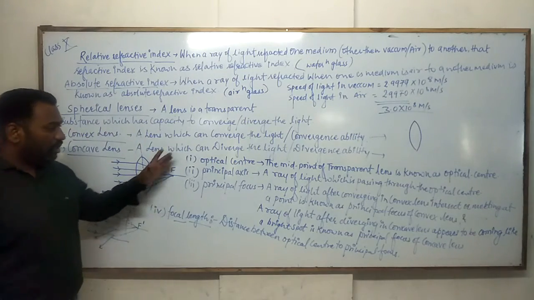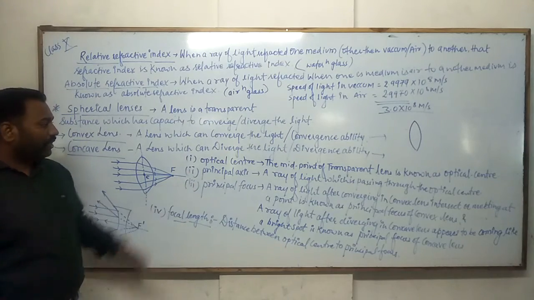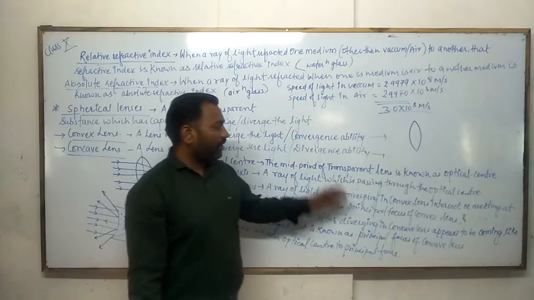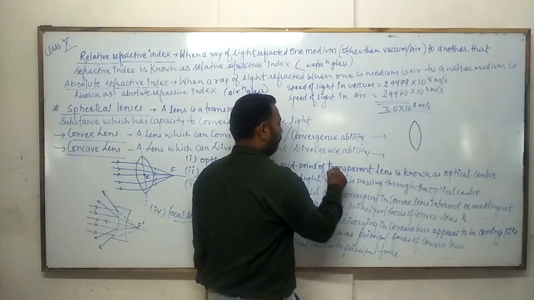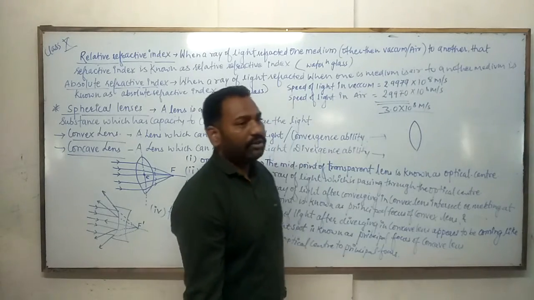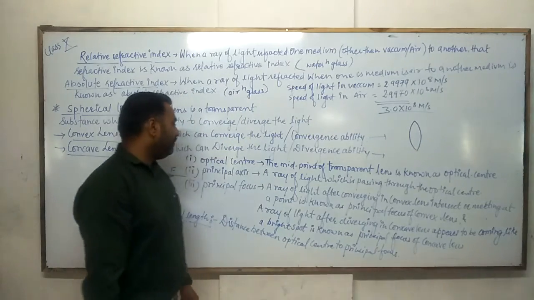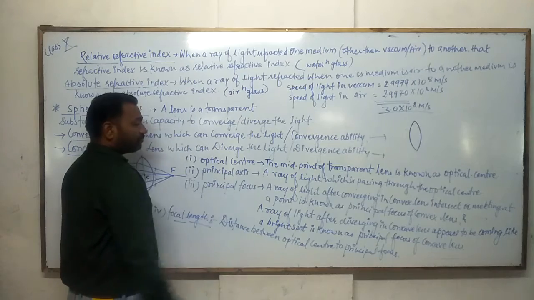So first of all, a few terms are related to these lenses that we have to study here. The first is optical center. The midpoint of a transparent lens is known as optical center. The midpoint of this transparent lens. So both, whose nature is like a transparent lens, have the optical center. That is the capital C. We have to denote it with the capital C.